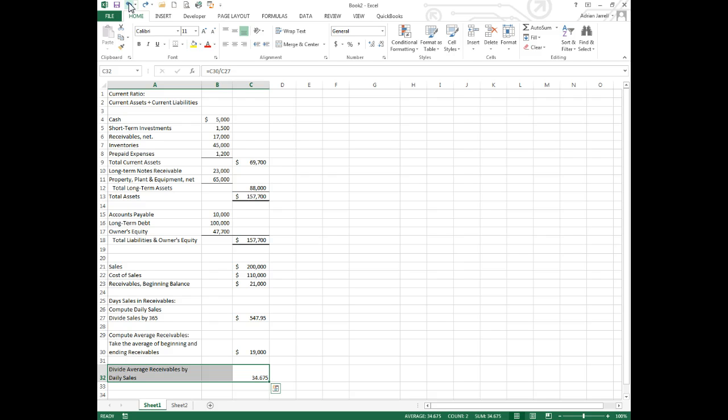And again, a company that doesn't manage inventory, or a company that doesn't manage its receivables well, is a company that's not going to manage other things well. And that's how we compute the days sales in receivables. Please be ready to compute that next Tuesday on the test.